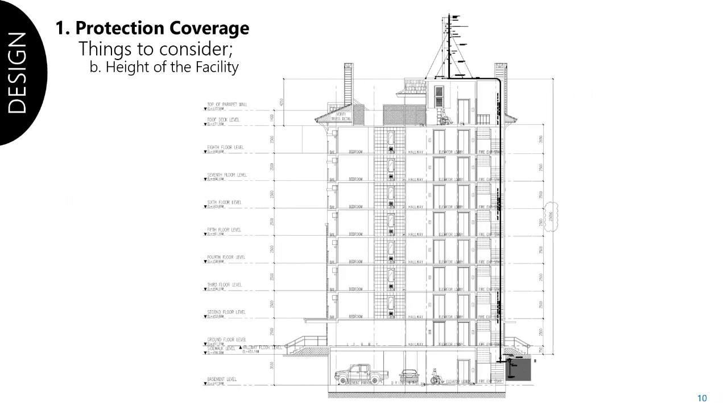So the next one is the height of the facility. This is a logical approach: if you have a high elevation, it has a much higher risk of lightning strike compared to a low elevation like a residential house. So that's the main reason for the protection coverage.